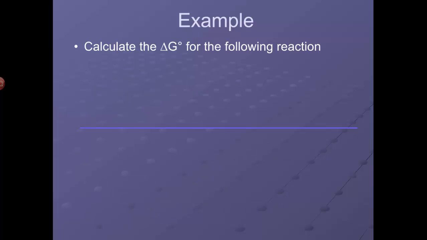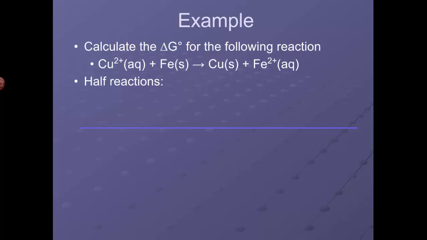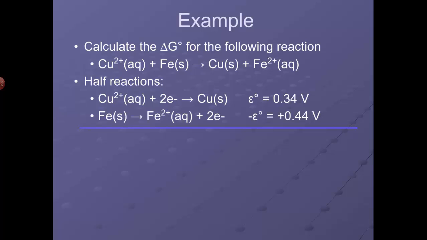Okay, so let's do an example. I want to find delta G standard for the following reaction: copper ions reacting with iron metal to form copper metal and iron 2 ions. Our two half reactions are copper 2 plus 2 electrons goes to copper metal, and iron goes to iron 2 plus 2 electrons. I've already reversed this one for you, so I've already made that the oxidation. When I add them together, I get 0.78 volts. That's my voltage for this particular cell.